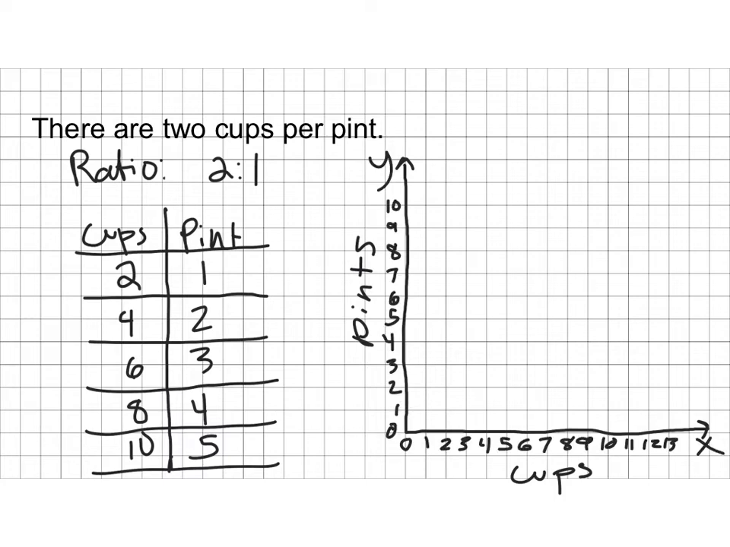All right, so you have your graph labeled, being very careful to make sure the numbers end up on the lines and not the spaces. Now it's time to plot our points. So 2 cups to 1 pint, that's 2, 1, and so on.